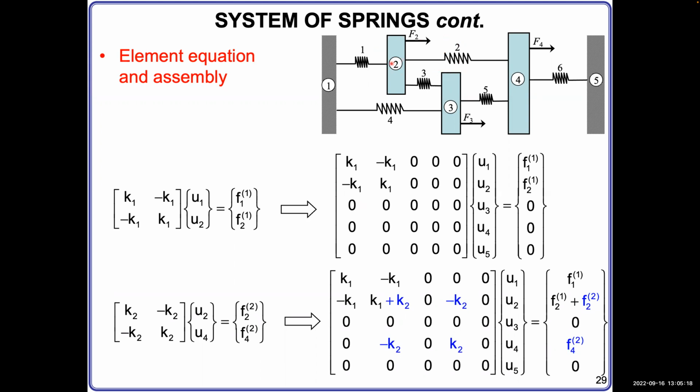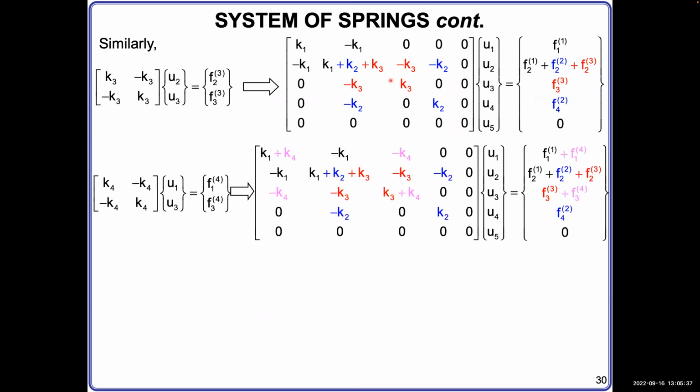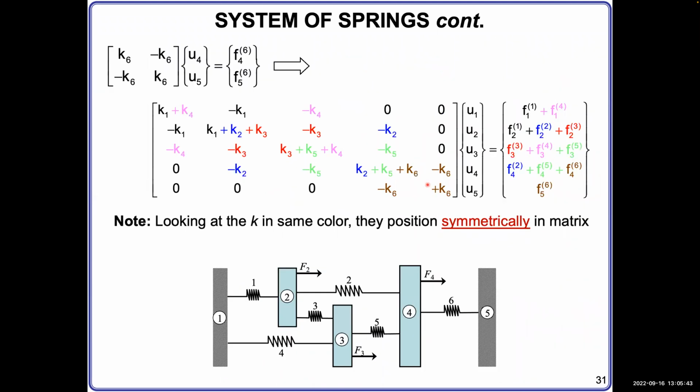Number 2 has node 2 and node 4, right? And then you add this accordingly into this structural matrix. This blue color shows spring number 2. And then we do it in a sequence. Number 3, those are the red one. Number 4, those purple one. Number 5 are those green one, and number 6 are those brown one.